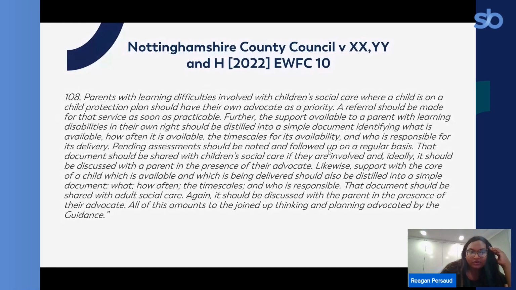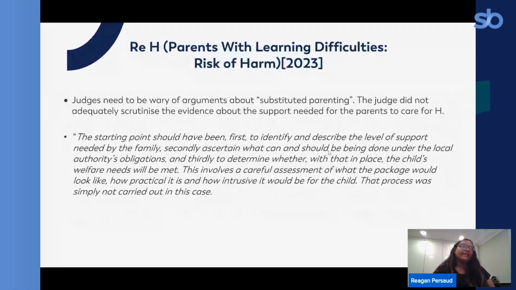Put the information in a simple document identifying what is available, how often it's available, the timescales for its availability, who is responsible for its delivery. Pending assessments should be noted and followed up on a regular basis. Documents should be shared with children's services, discussed with the parent in the presence of their advocate. Support with the care of a child which is available and which is being delivered should also be distilled into a simple document. So lots of the same tone and approach of offering this support in clear ways, making sure things are prompt. Lots of it is still coming through from the guidance 2016, amended in 21, still relevant in 22. And then we had the case in 2023 of Re-H.